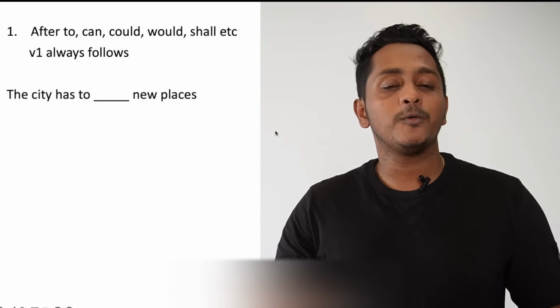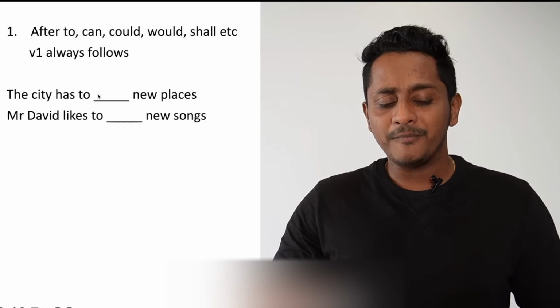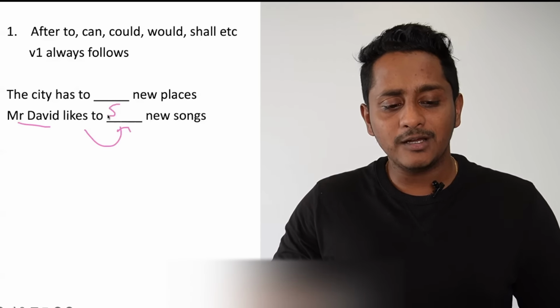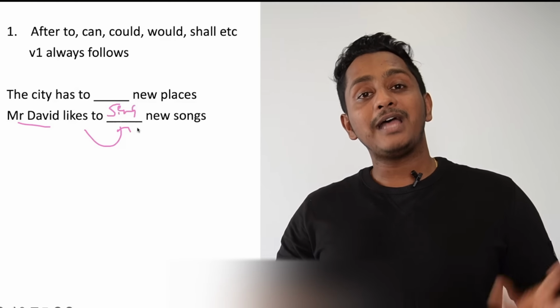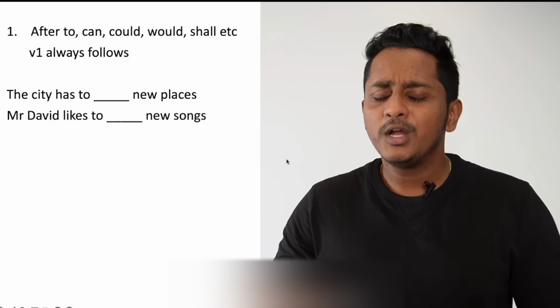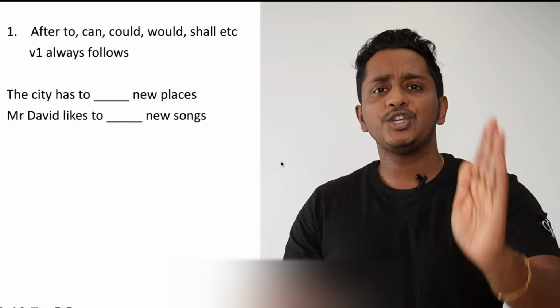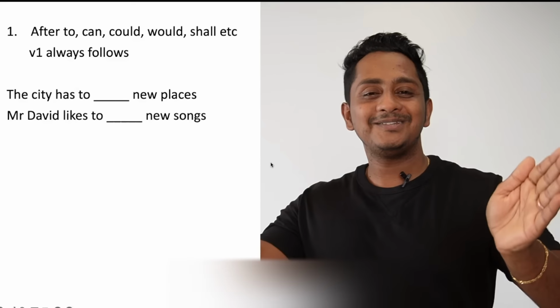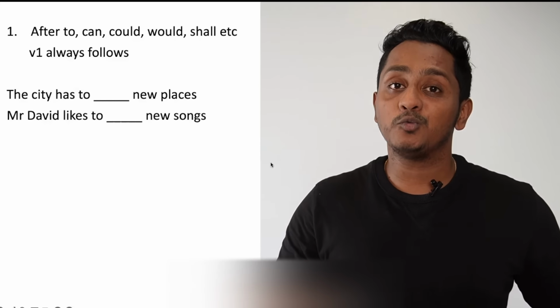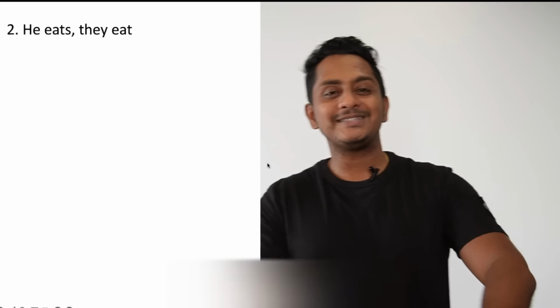This city has to offer many places. Not offered, offer. Mr. David likes to sing. Not a song, singing, sang, sung. No, after to, only verb 1 will come. In your reading fill in the blanks, if there is to, can, would, must, may, shall, should, ought, and there is a blank, go to that option which is verb 1. Easy peasy. We'll quickly move on to the second one.